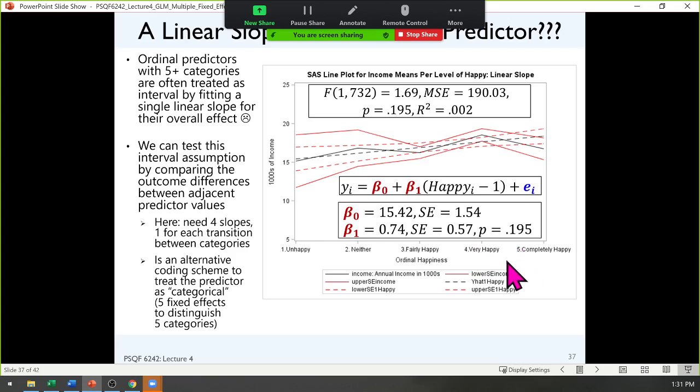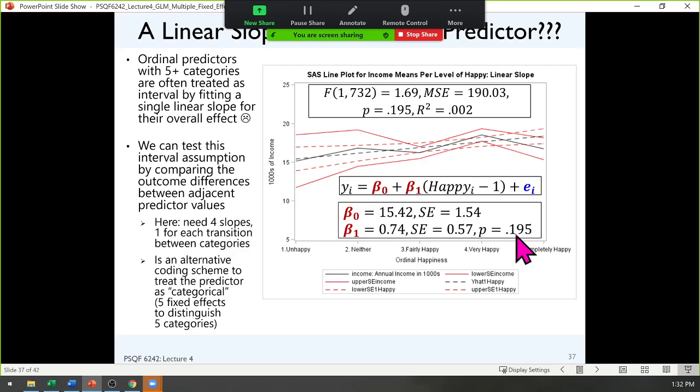No. If you want to talk distances between them, is the distance between neither unhappy nor happy and fairly happy the same distance as the difference between very and completely? No, these aren't numbers. But you will see people pretend like they're numbers and fit a variable, for instance here, centering happy at 1, since that's the lowest value, and fit a linear slope through this. And so the slope estimate in this case is 0.74. So for every unit happier you are, your income goes up $700, and that's non-significant in this case.